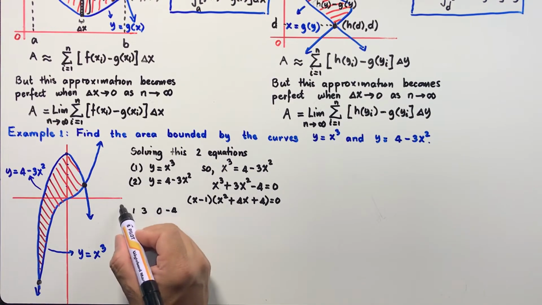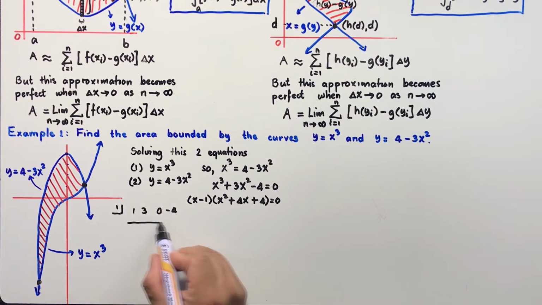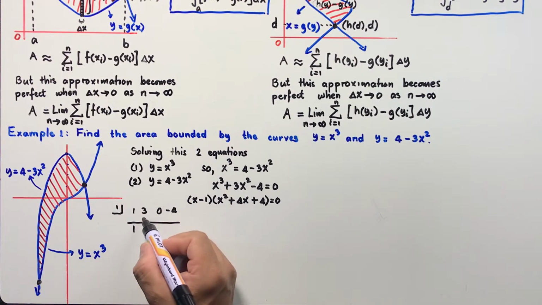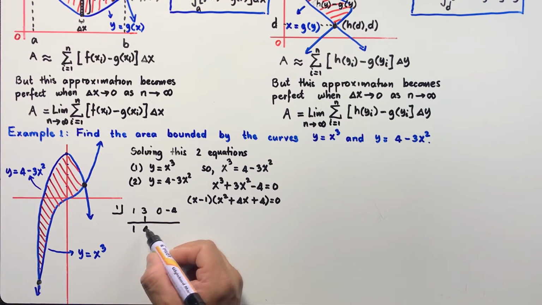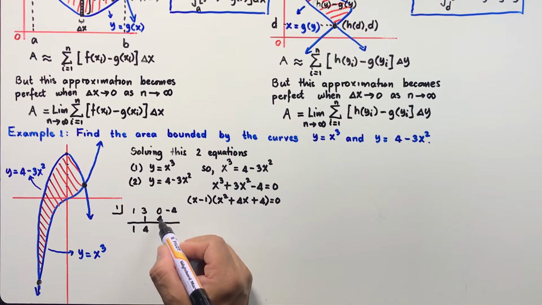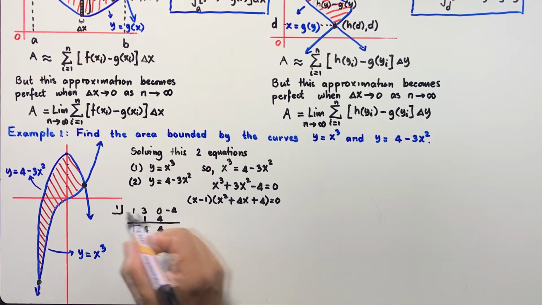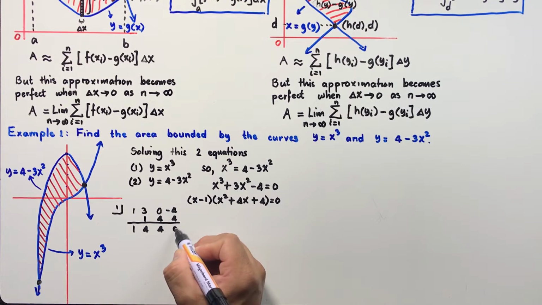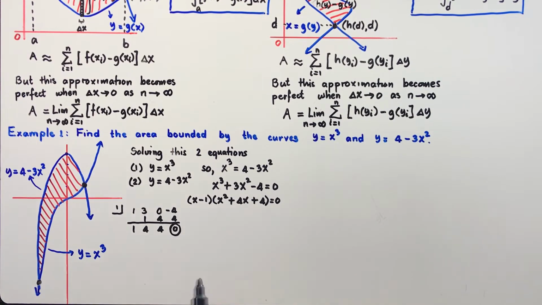Because if you divide this one by 1, we have 1, and 1 times 1 is 1, so this is 4. 4 times 1 is 4, so this is 4. 4 times 1 is 4. And therefore, the remainder is 0. So that is why we have a root of 1. So one of the factors is x minus 1, and the quotient has these coefficients. So x squared plus 4x plus 4. So that's why we have this quadratic expression.